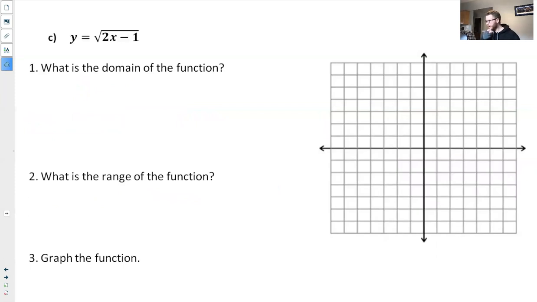Okay, so y is equal to the square root of 2x minus 1. When we're finding the domain, without the use of our calculator, of course, we are going to set the radicand greater than or equal to 0. So in here we have 2x minus 1 is greater than or equal to 0. Now we will solve for x. Add 1 to both sides, and then divide by 2 to get x all by itself. Now we're left with x is greater than or equal to 1/2. That is our domain.